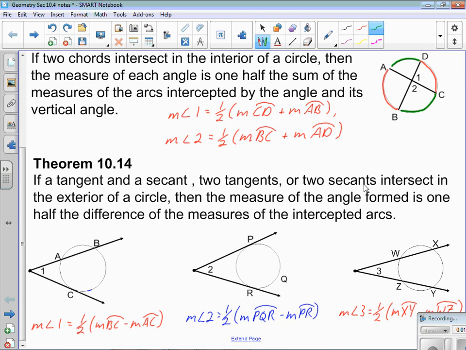Then 10.14, if a tangent and a secant, two tangents, or two secants intersect in the exterior of a circle, then the measure of the angle formed is 1/2 the difference of the measures of the intercepted arcs. So a tangent and a secant will be what we have here in this first picture. Line AB here is a secant, and down here is a tangent. So angle 1 here will be half of the difference of the two arcs, which would be arc BC subtracting arc AC.